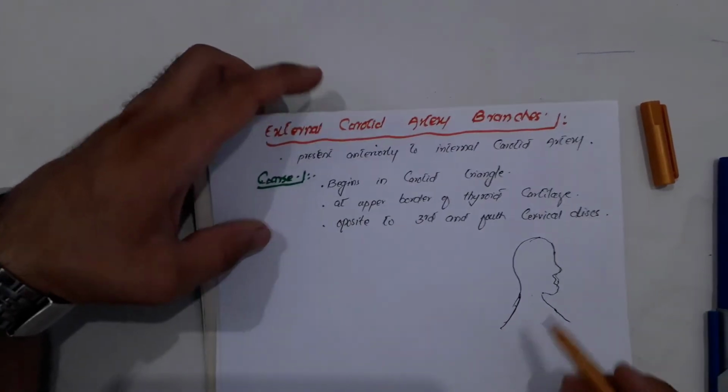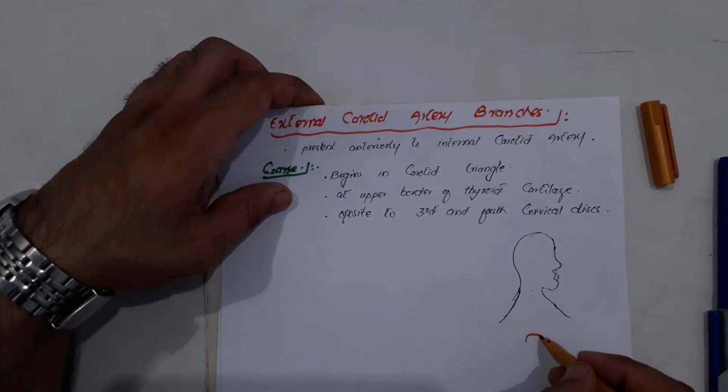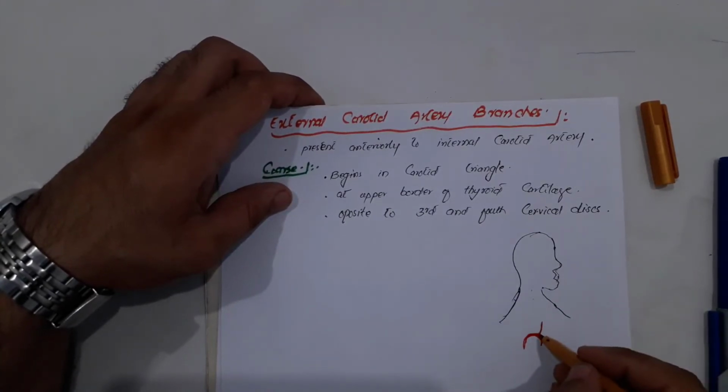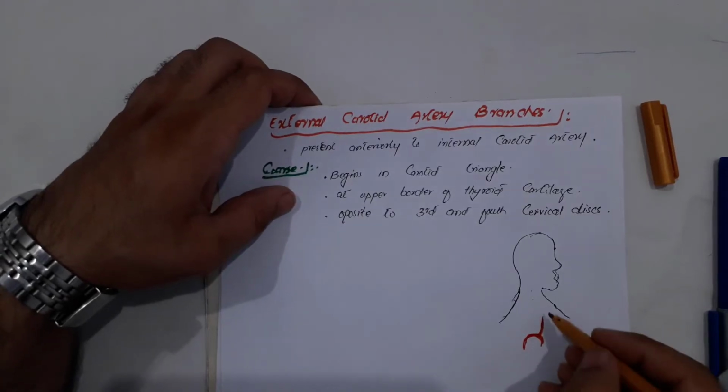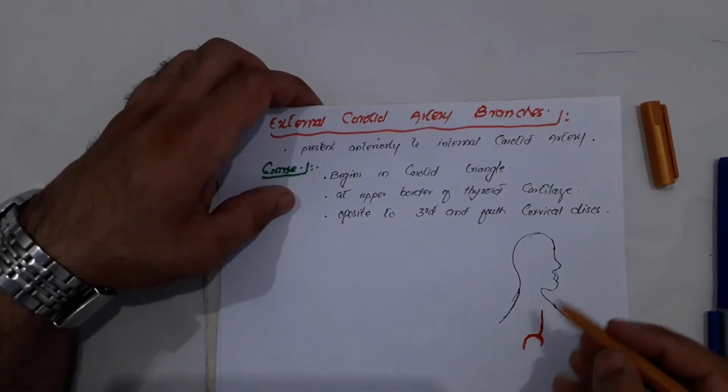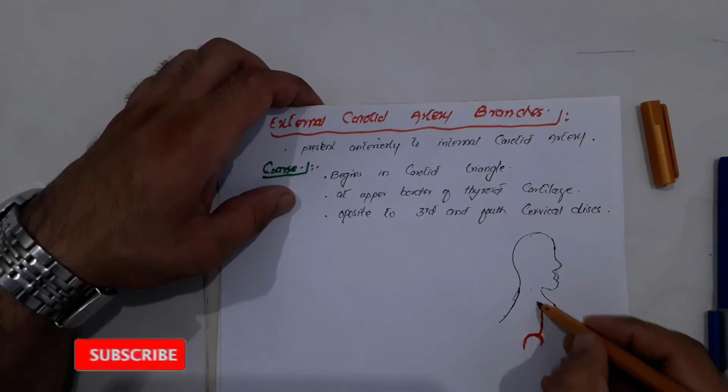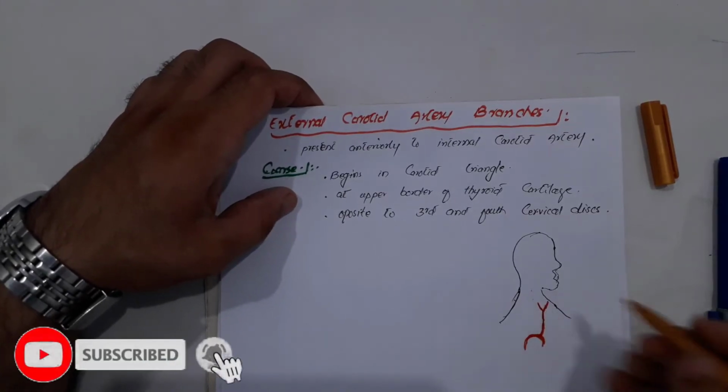Right, now look. Here is the aortic arch, right? I will follow one of them. Here is the common carotid artery, right? The common carotid artery moves up and it divides into internal and external carotid artery.